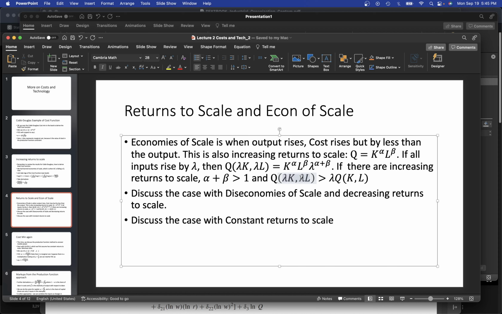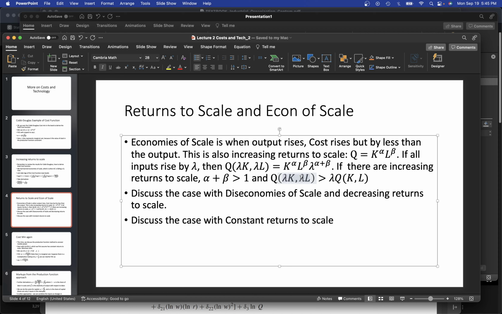So instead of lambda, let's use 2, or if you double it. If you double your inputs K and L, then that means your output under constant returns to scale is just double. Whereas under increasing returns to scale, if you double your inputs, your output is more than double. So if it's constant returns to scale, it doesn't matter if you double your inputs or double the farms. It's the same thing. But it's very different if there are increasing returns to scale.